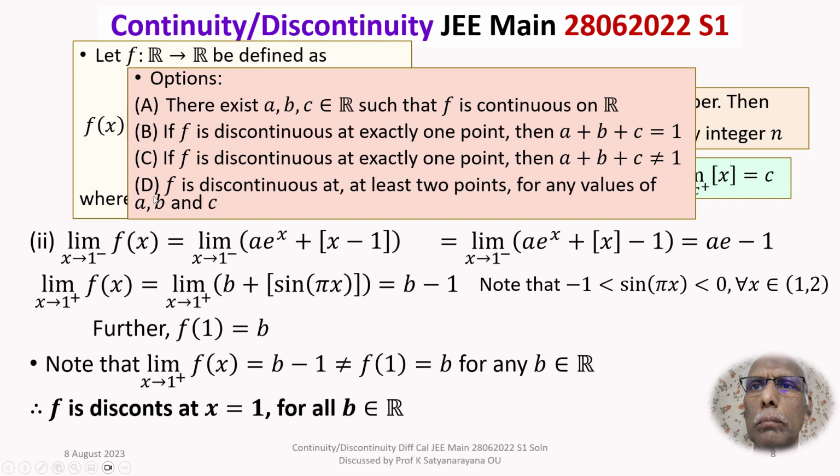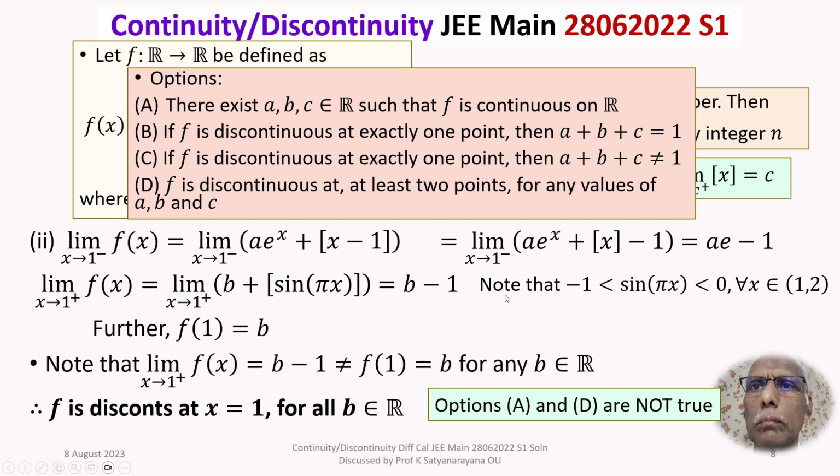Agreed. And in case 1, we have seen f is continuous for a is equal to 1. So f is discontinuous at at least 2 points for any values of a, b, c. So because of case 1, option D is also not true. Therefore, options A and D are not true. So we have to now look only between B and C.